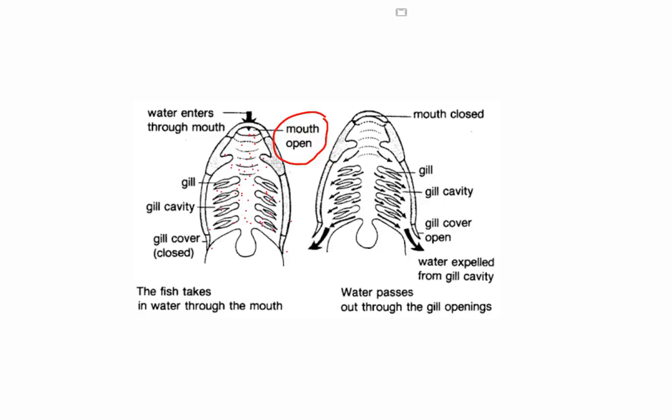Okay, once that has happened, the fish will close its mouth. Once the fish closes its mouth, it will open the gill cover to expose the gill opening. So from the gill opening, the water that now contains carbon dioxide will be let out into the surrounding. It's as simple as that.